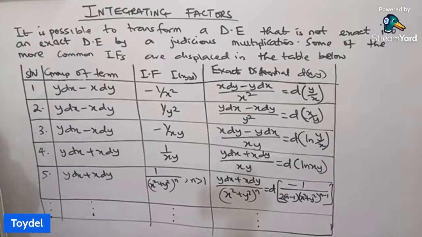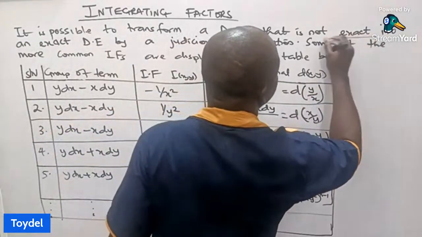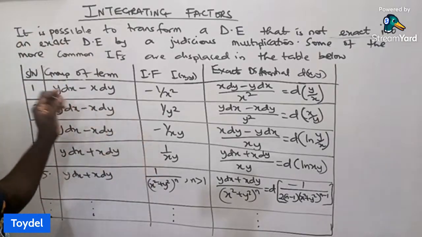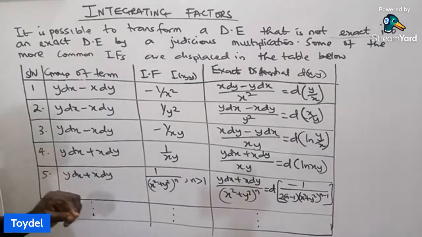But under this concept of integrating factors, it is possible to transform a differential equation that is not exact. When you are given a differential equation that is not exact, we can transform it to become an exact differential equation by introducing an integrating factor. You just multiply through by the integrating factor, and then such an equation that is not exact can become exact by the time we follow the process.